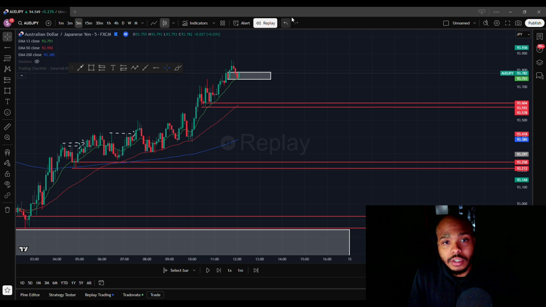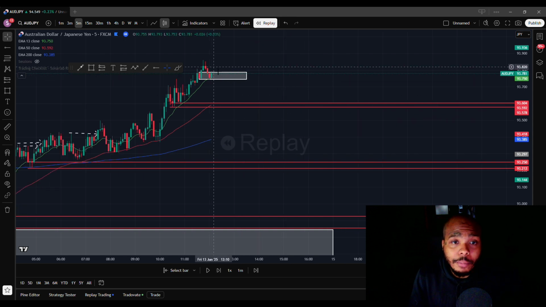And there will be your entry right there. So I'm not gonna take this trade obviously because it's 12:10, but that right here when price broke would have been your entry. We don't know what the results will be, but this is how I approach the markets.